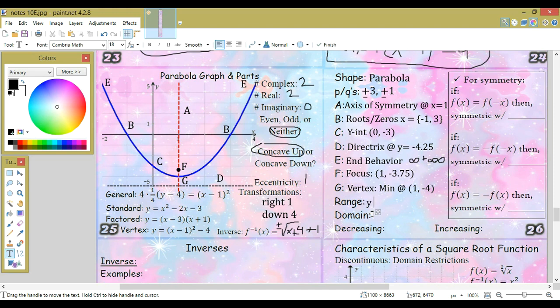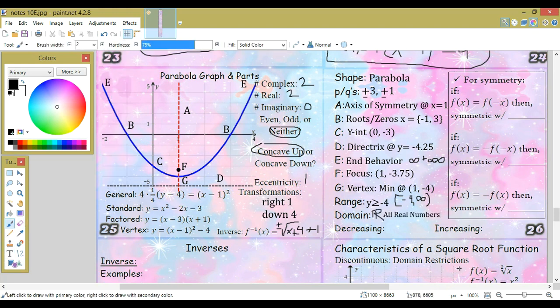Y is greater than or equal to negative 4. You could also write it in interval notation like this. The domain is all real numbers. And you could also write that in interval notation like this. Negative infinity to positive infinity. But most of the time they'll just say the words all real numbers.